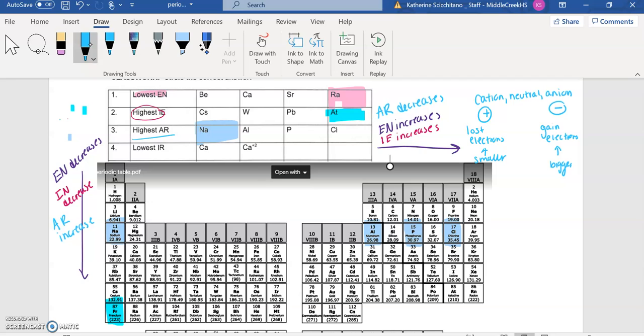So if we look at calcium versus Ca plus 2, because calcium plus 2 lost electrons because it has a plus charge, that's going to be smaller than neutral calcium. So for this one, our lowest, so our smallest IR, is going to be calcium plus 2. So hopefully that helps you get through the rest of this worksheet.